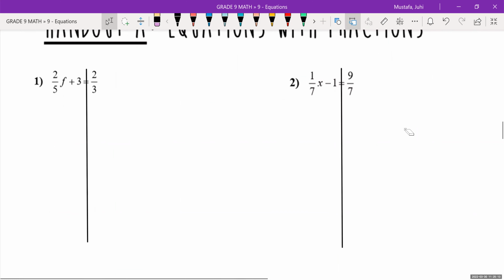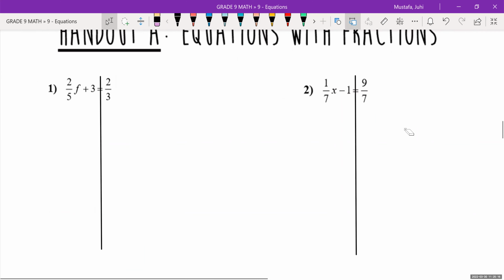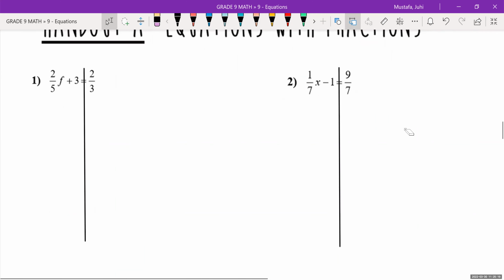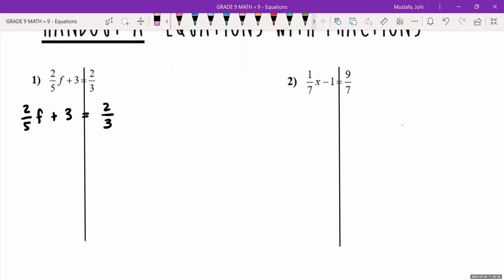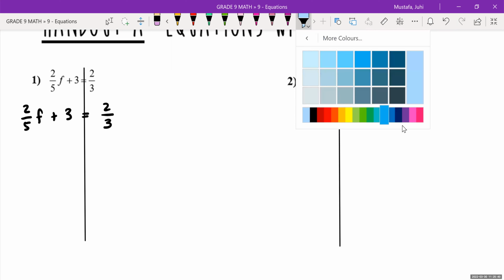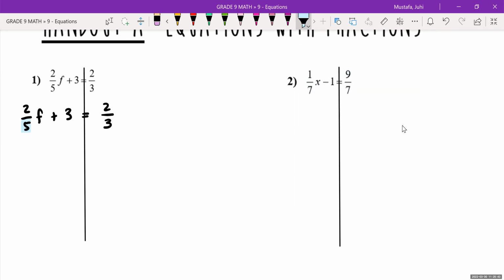Okay, so question number 1, we have 2/5f plus 3 is equal to 2/3. This question is already written really well, but I just need a little bit more space. So I'm going to go ahead and write it out again. You don't need to do this. We have 2/5f plus 3 is equal to 2/3. I am going to look at the denominators, and I'm going to notice that the denominators are 5 and 3. So if I'm trying to figure out the lowest common multiple, what do you think it would be in this question?